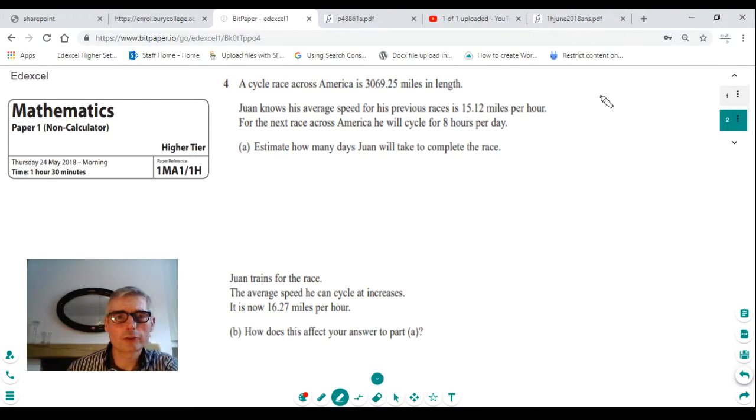I'm going to continue going through this Edexcel paper from 2018, which is the paper 1 higher tier. So we're currently on question 4, and this is to do with estimations.